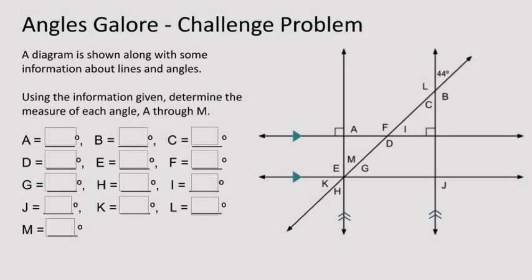The last slide is a challenge problem where we want you to look at this diagram. The arrows that you see in the diagram represent parallel lines. The right angle symbols are there. Those are 90 degrees. And we want you to please determine the measure of each angle A through M using what you've learned in this lesson.